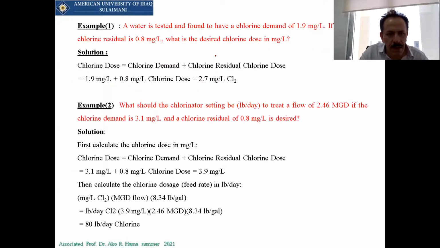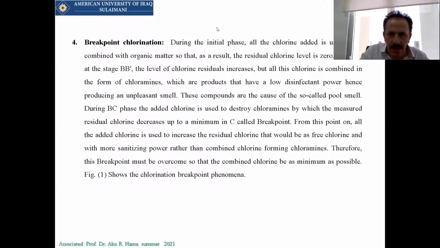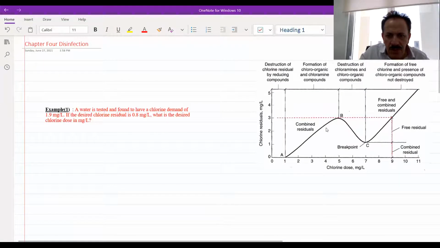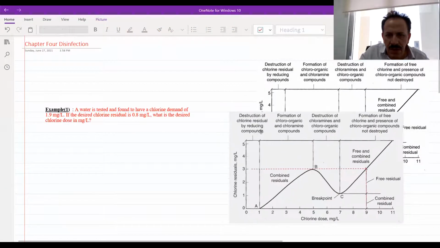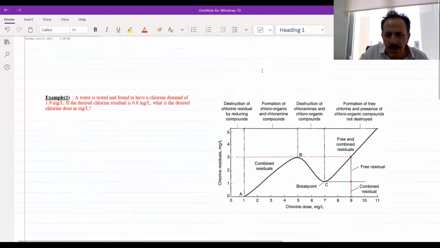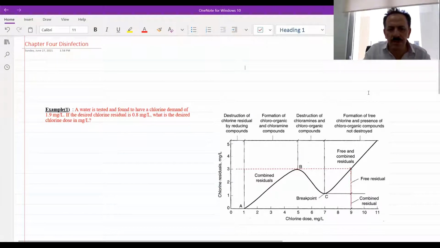Now, let me share this with you: the process of chlorination, and how we know how much the added chlorine should be.